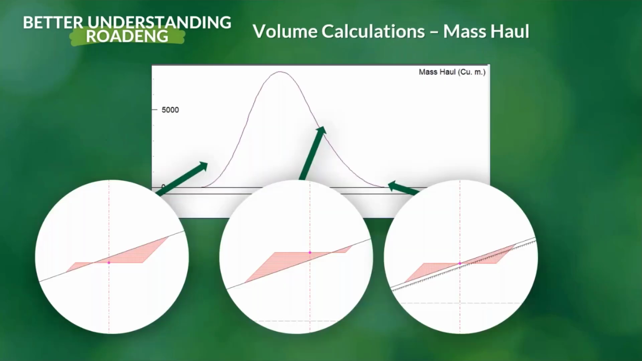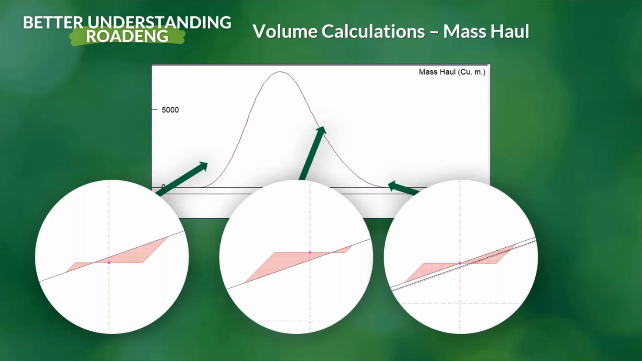So now that we've calculated our volumes, the next core concept to help you better understand RoadEng is the mass haul. The mass haul is really just a reporting method for the volumes. It's done along the length of the road. So the bottom axis is our chainage or our stationing. The purple line is our material balance.